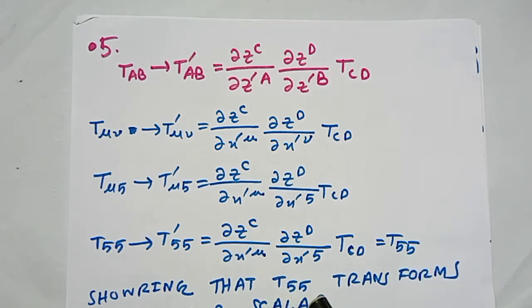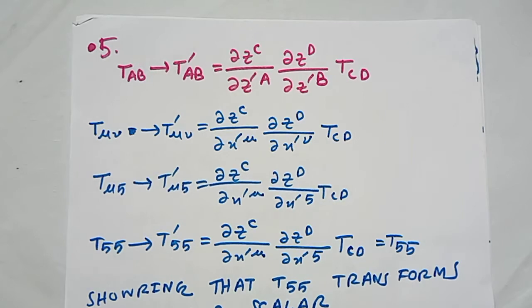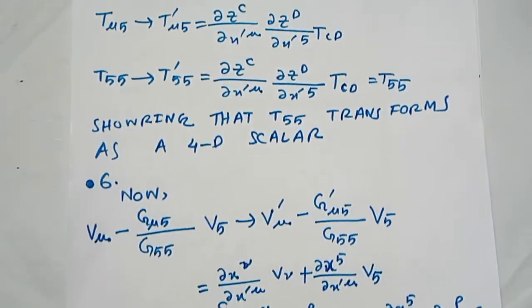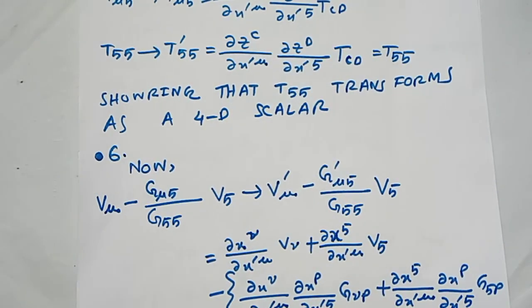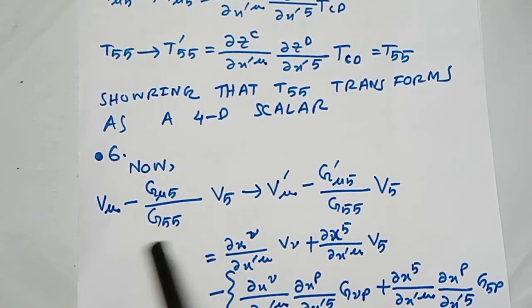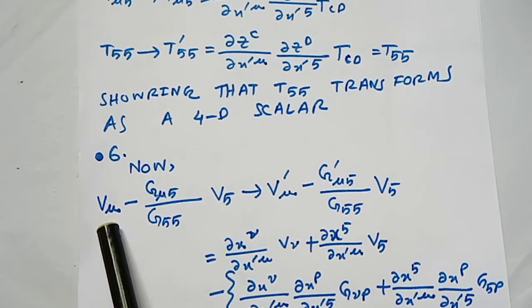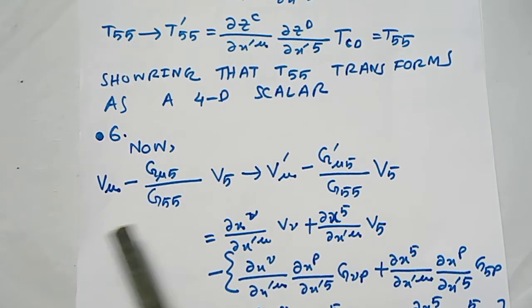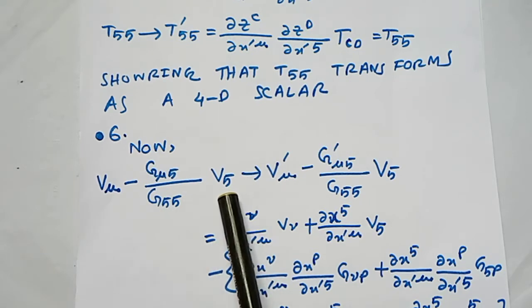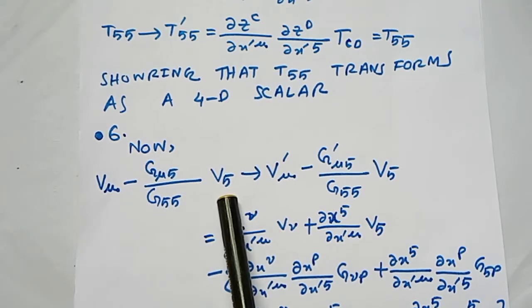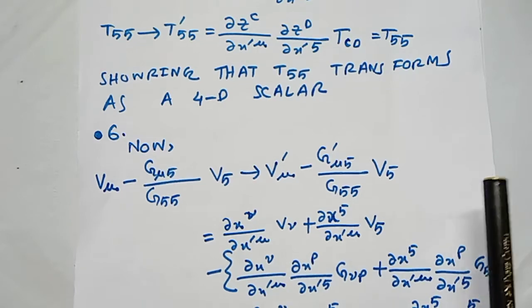Now showing the T5 transformation as the 4-dimensional scalar. Now the one component relation. This is the fifth matrix, and this is the four component of the covariant tensor, second rank, rank 1 tensor. There is the fifth component of the rank 2, rank 1 tensor, 5-dimensional, and this is the invariant from one coordinate to another coordinate.